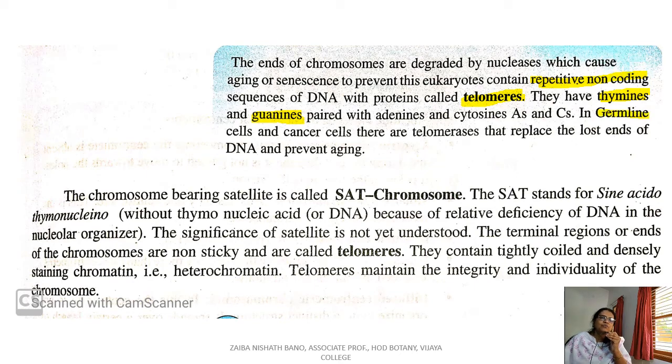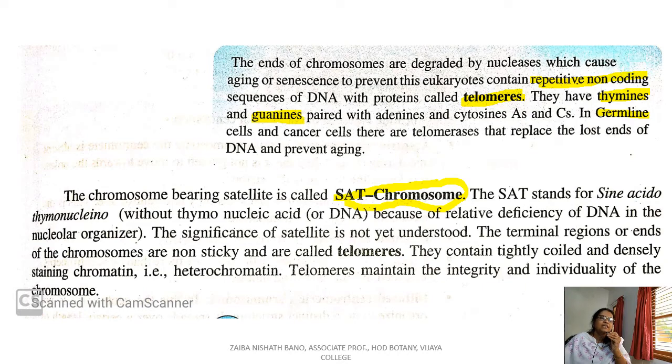Now, the chromosome bearing the satellite is called the SAT chromosome. What does SAT stand for? It stands for sine acido thymonucleonico. That means it is a portion of the chromosome where there is no thymonucleic acid in the DNA because of relative deficiency of DNA in the nucleolar organizer region. The significance of this satellite is not yet understood.